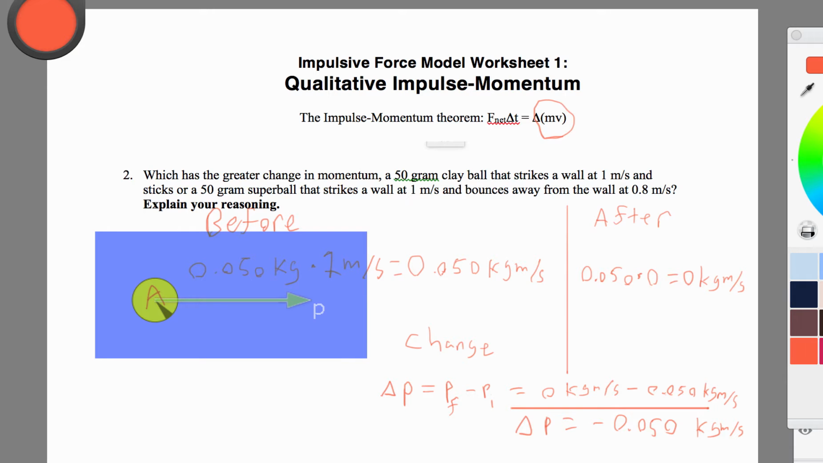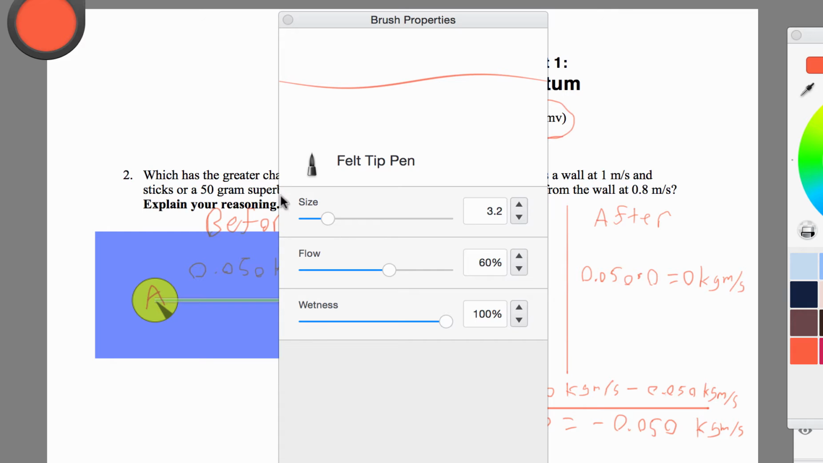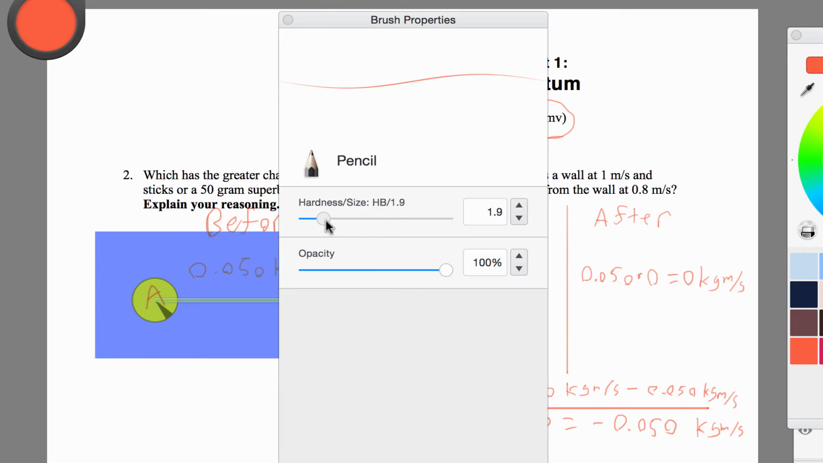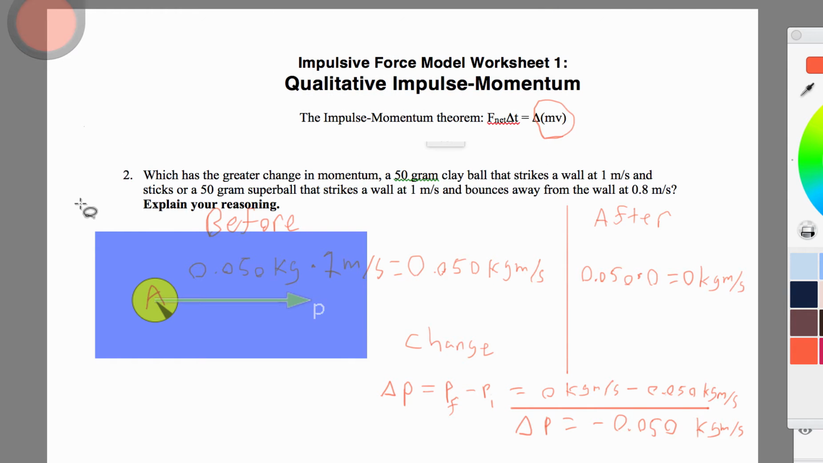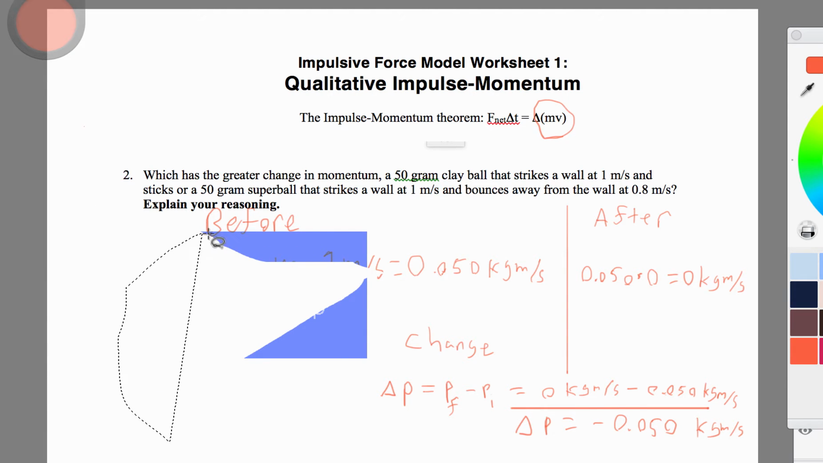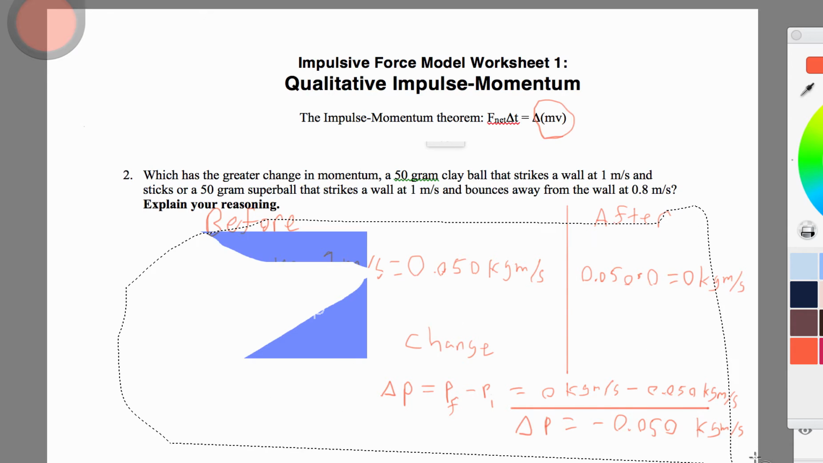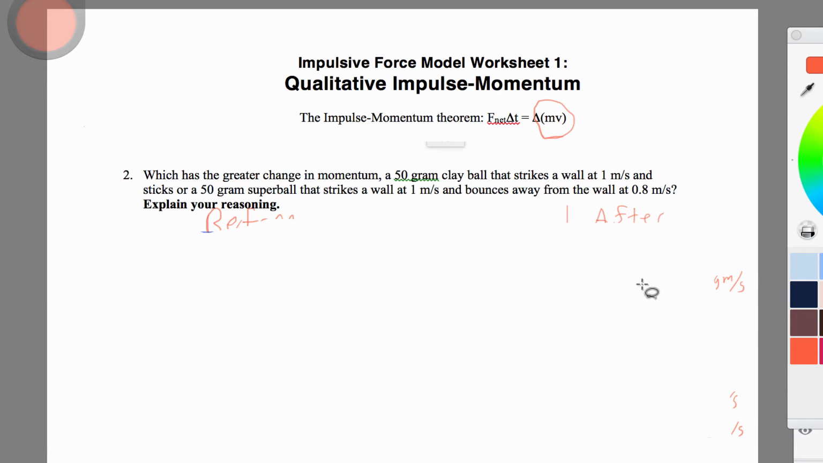Panel selection. That's where I can make my pencil thicker. But I want to select this, delete, delete.